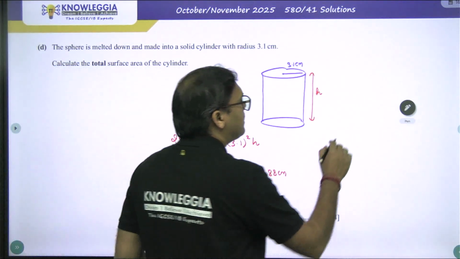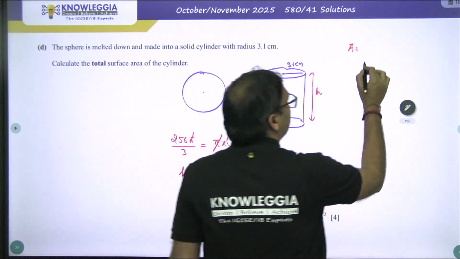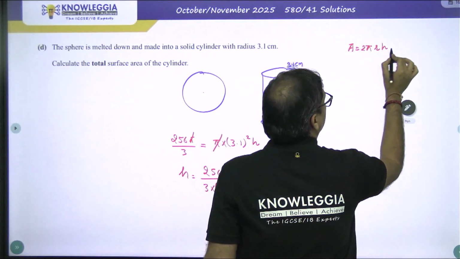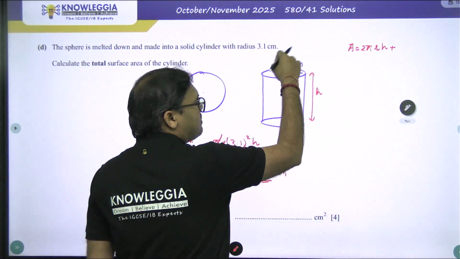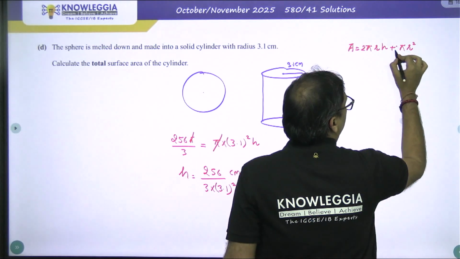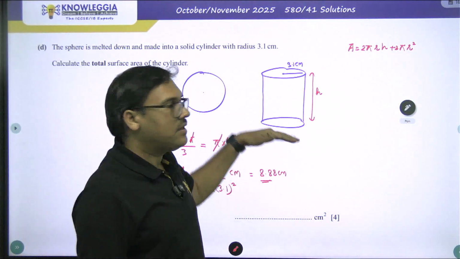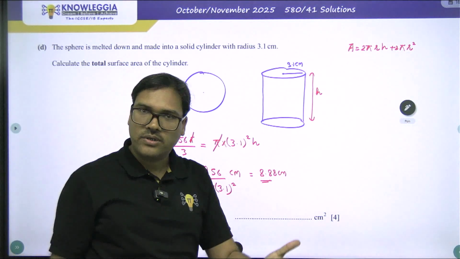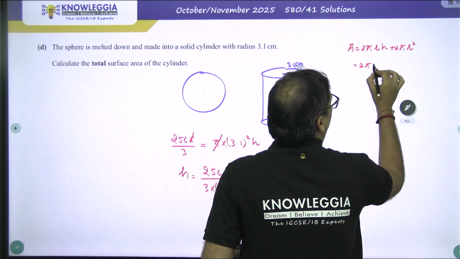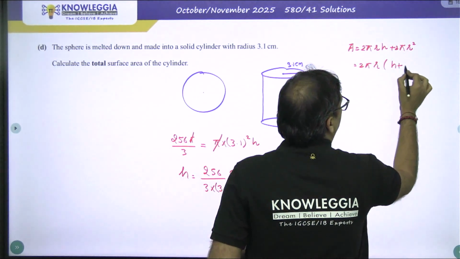So what is the total surface area of this? Surface area will be equal to the curved surface area, which is 2 pi r h, plus the area of this circle and this circle, which is pi r square and pi r square. You can see this is 2 pi r h, that is the curved surface area, and this is pi r square plus pi r square. That will give you the total surface area. So now let's put the values. 2 pi is common, r is also common, and this is h plus r, right?